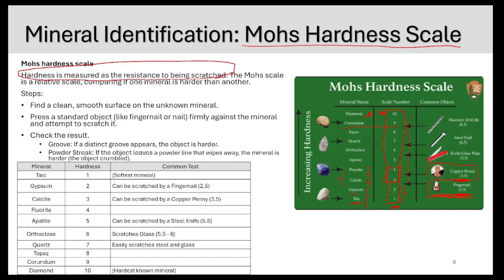And if the minerals can easily scratch steel or glass, then it's considered very hard, and an example is quartz. Basically, this Mohs hardness scale allows us to test an unknown material against reference materials, and it helps us quickly determine and classify the unknown minerals.